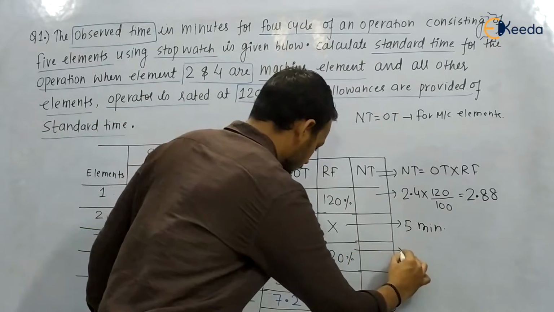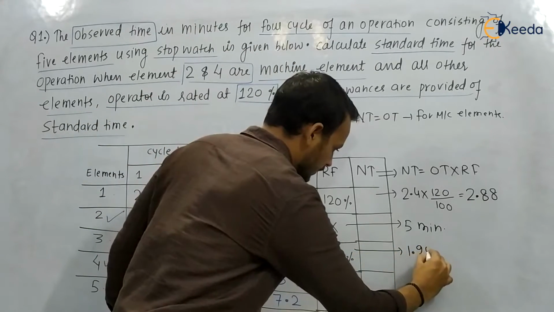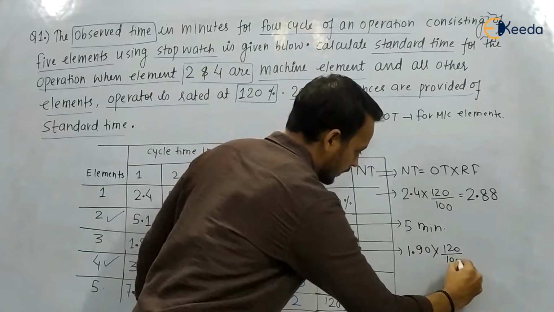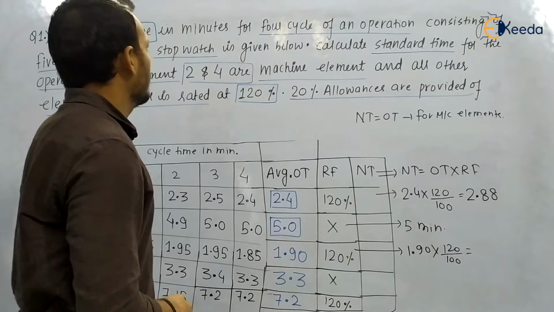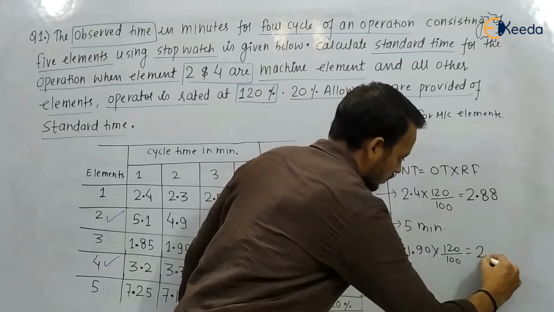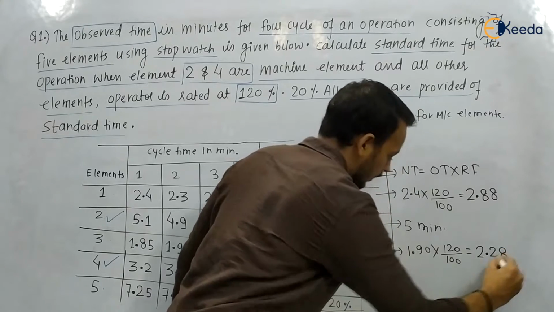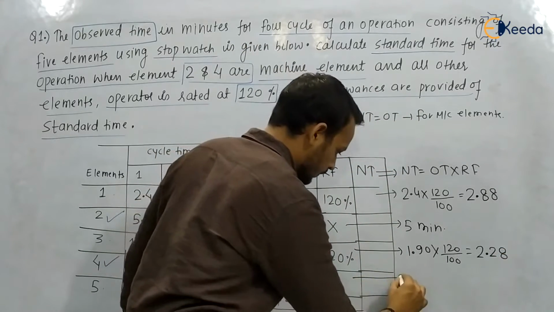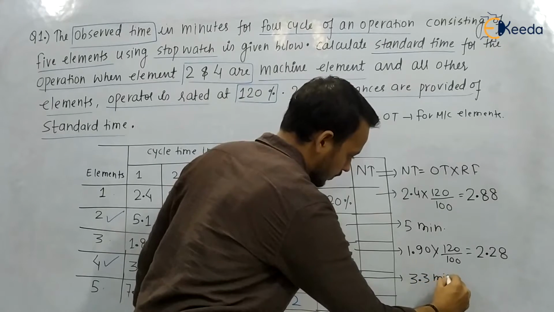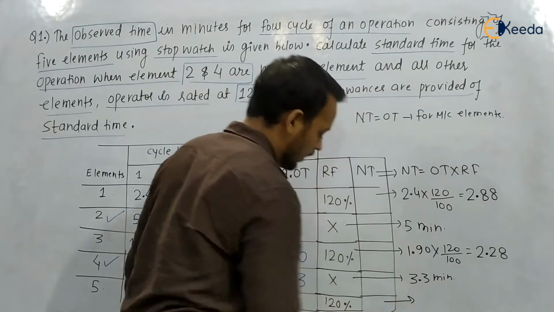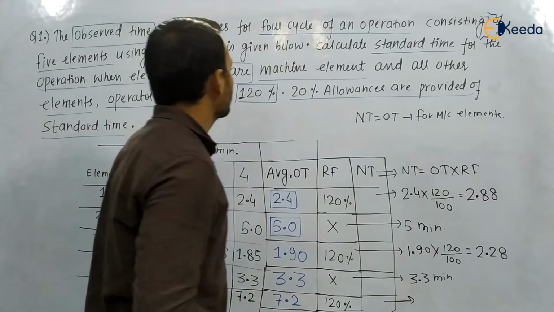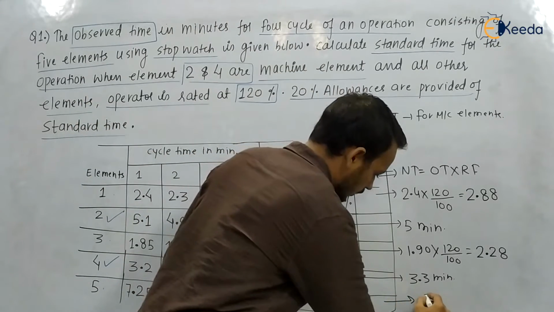Here, 1.90 into 120% divided by 100. After calculation we will get 2.28. There is no change for the next, you will get 3.3 minutes. And for the last one, you will get 7.2 into 120%, which is 8.64.